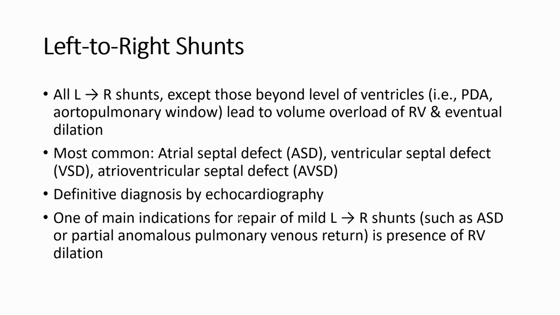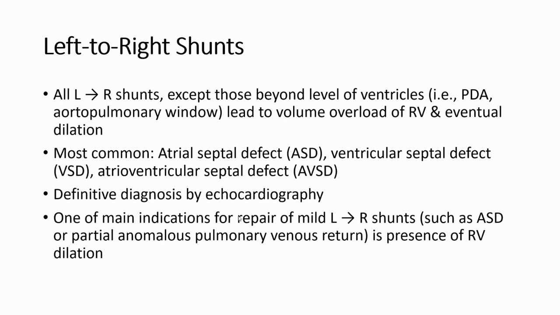The causes. First one is left to right shunt. Left to right shunt is caused by a leak at the level of the atria, ventricles, or the pulmonary window, due to volume overload of the right ventricle and eventual dilatation. Most common are ASD, VSD, AVSD.